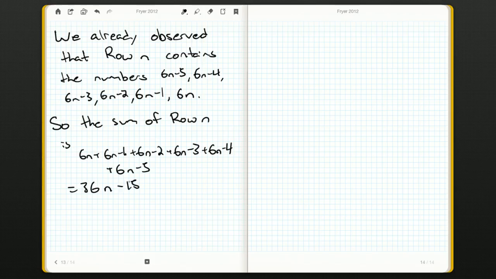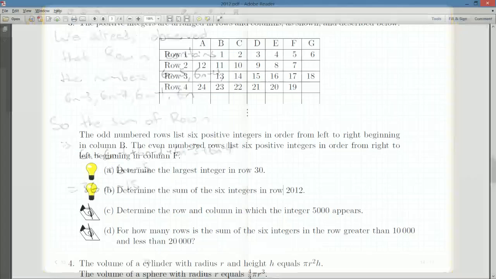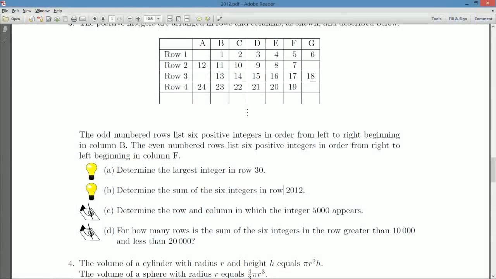Now, we have a bunch of rows already given to us, so let's test this formula. Row 1 is 1 plus 2 plus 3 plus 4 plus 5 plus 6, so that's 21. And is that 36 times 1 minus 15? Well, yes, it is. How about row 4? That's 24 plus 23 plus 22 plus 21 plus 20 plus 19, so that's 129. If we add 15 to that, we get 144, which, as it turns out, is 4 times 36. So our formula appears to work.